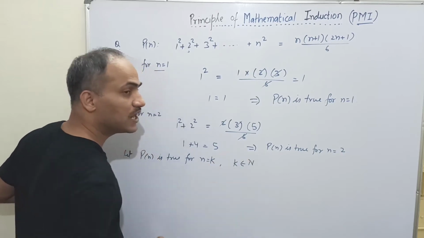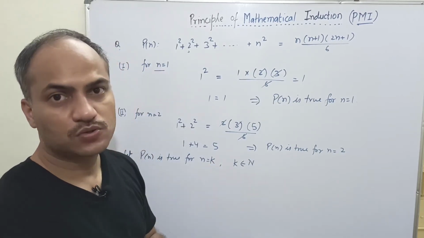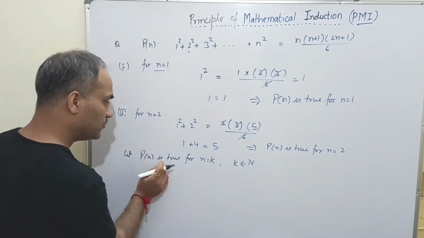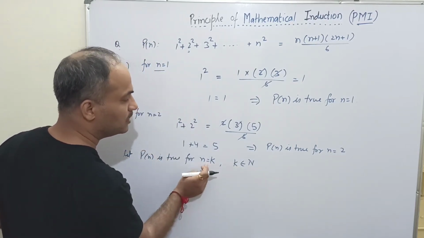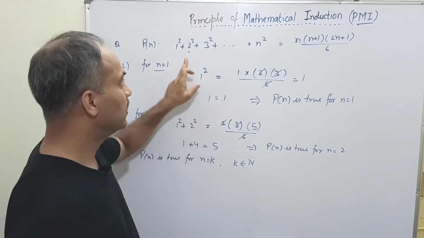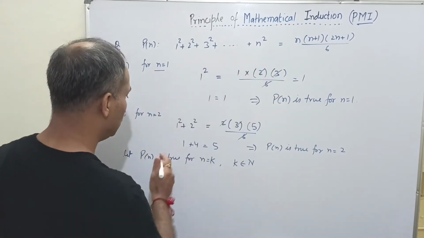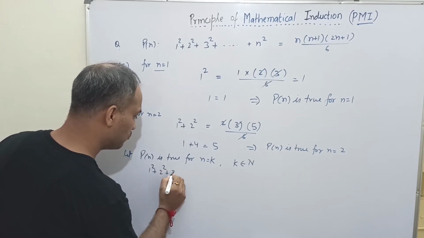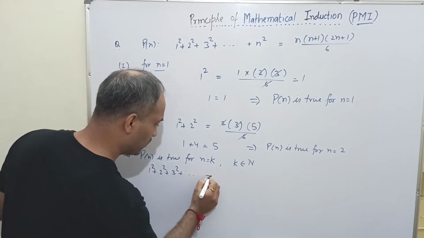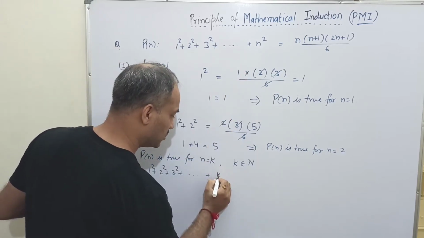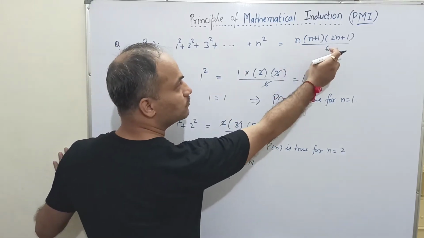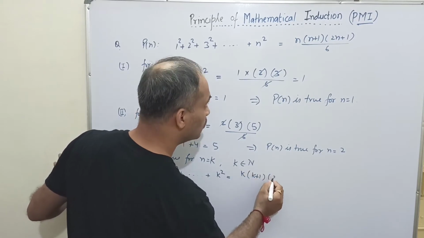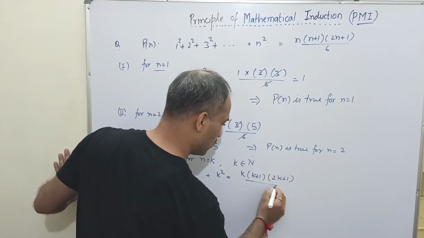k is any natural number. Fine. So for some natural number this will be true. Now let us assume this is true for n is equal to k, so it means we can put n is equal to k in the given statement. So 1 square plus 2 square plus 3 square plus so on plus k square is equal to, here also we will put n is equal to k, so k plus 1, 2k plus 1 whole upon 6.